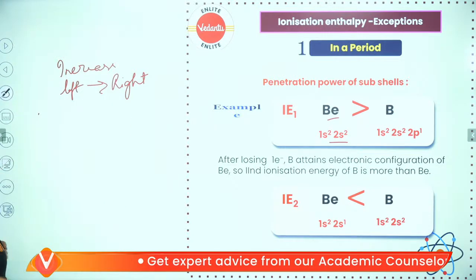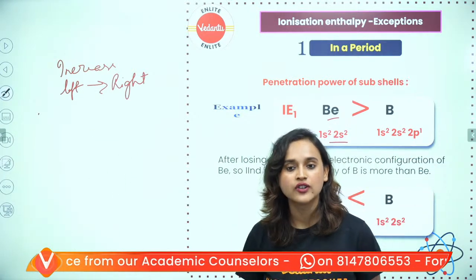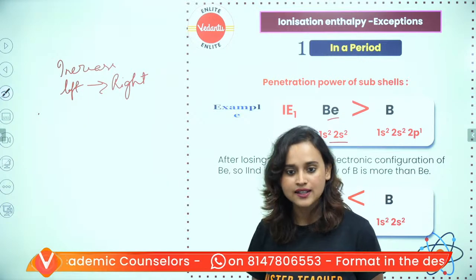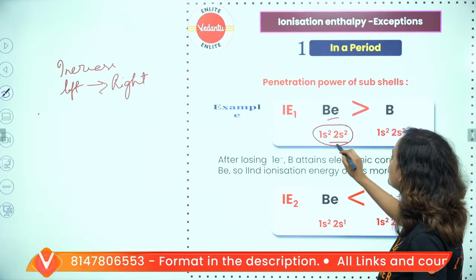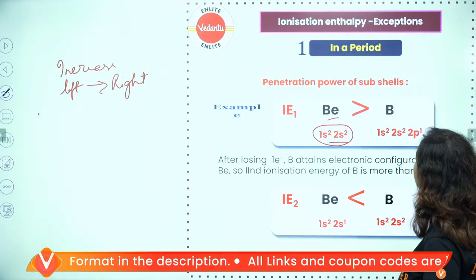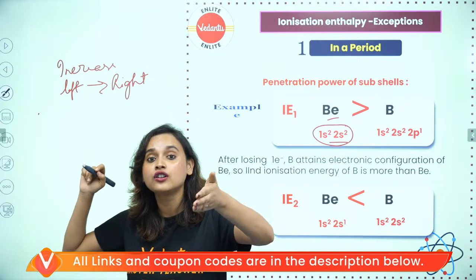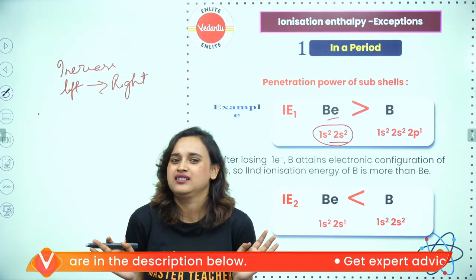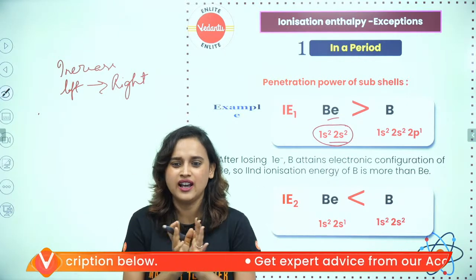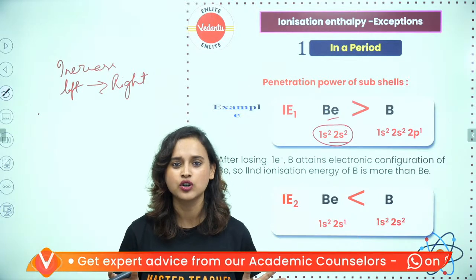But do we see that? No, we don't see that. Why do we not see it? Because here you see that this is filled: 1s2, 2s2. But here it is only partially filled. We already know that half filled and fully filled orbitals are more stable. They don't want to change their arrangement. They are like, no, we don't want to change, we are fine here.